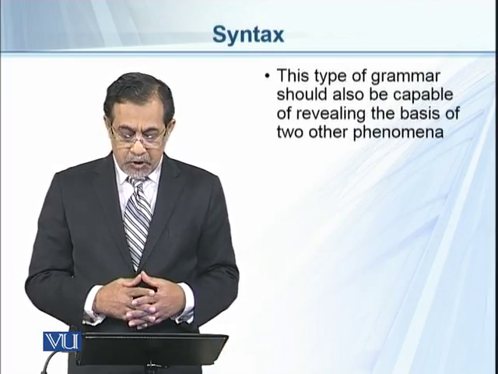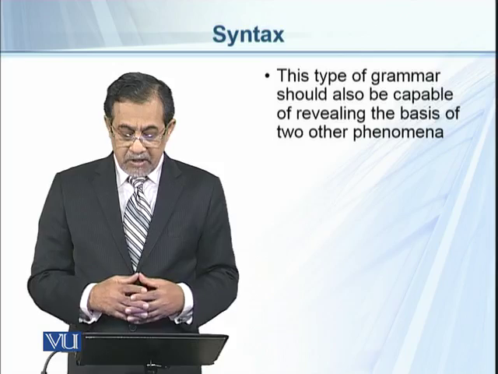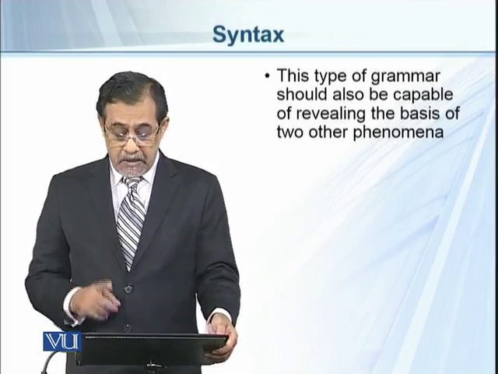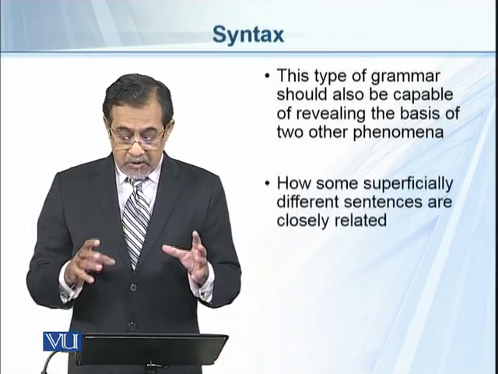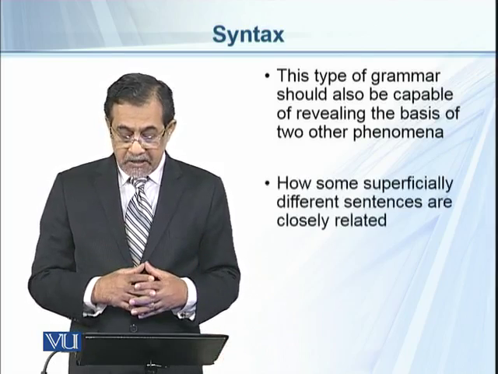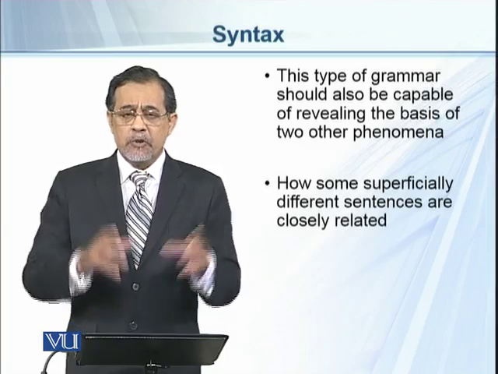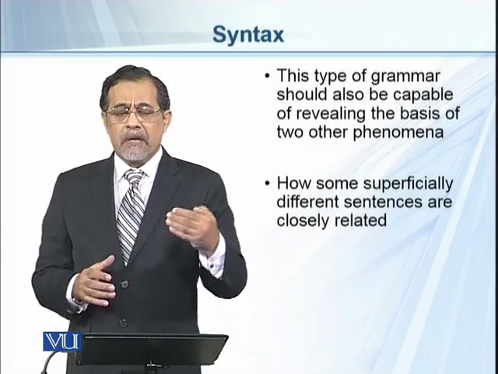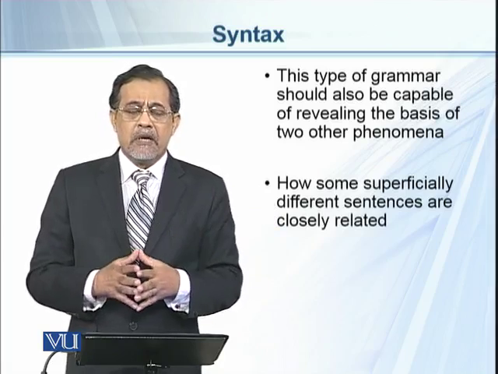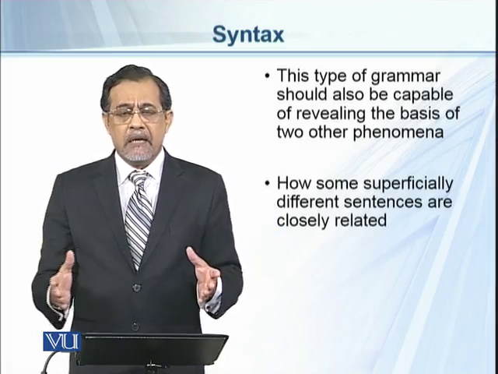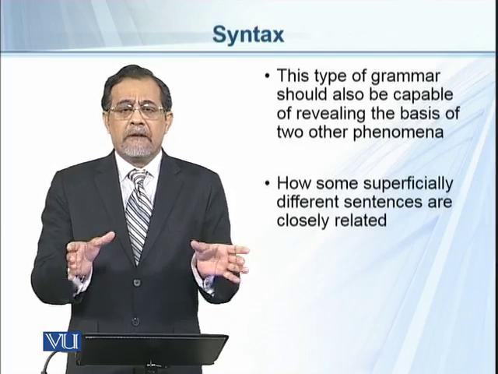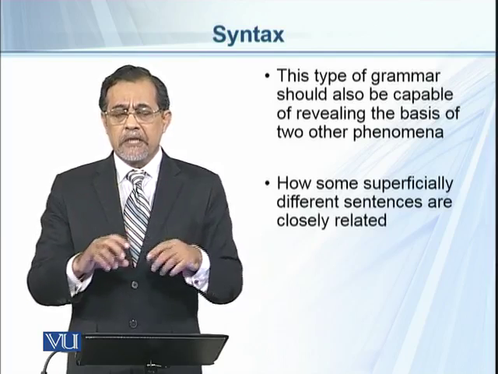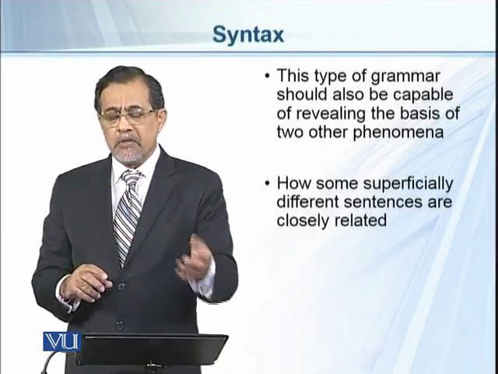This type of grammar should also be capable of revealing the basis of two other phenomena. That is very important. Number one, how some superficially different sentences are closely related. For example, we take Ali reads a book and the book is read by Ali. On the surface they are two different sentences, but in their deep structure they come from the same structure.